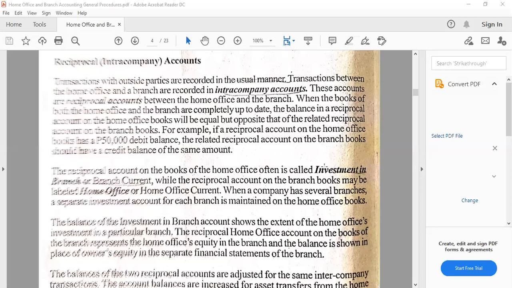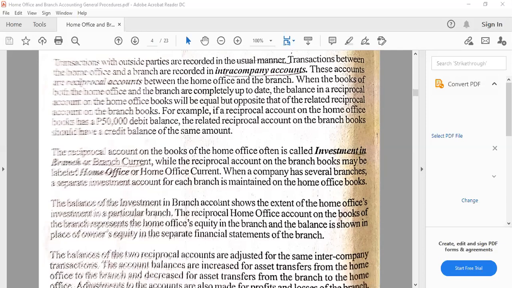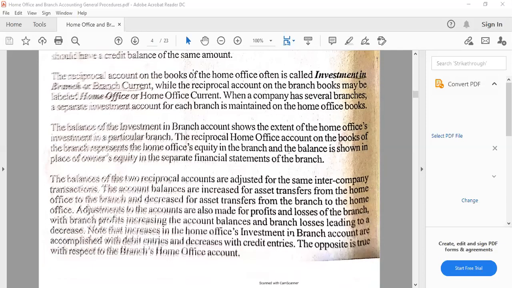So which sides can we see them on? Remember, investment in branch or branch current, as said a while ago, is part of non-current assets, specifically under long-term investments. Therefore, it is found on the debit side, knowing that assets have normal balances on the debit side. On the other hand, home office or home office current account is found on the credit side because it is either a liability or equity, but more on equity. Okay, again, the two should be equal.